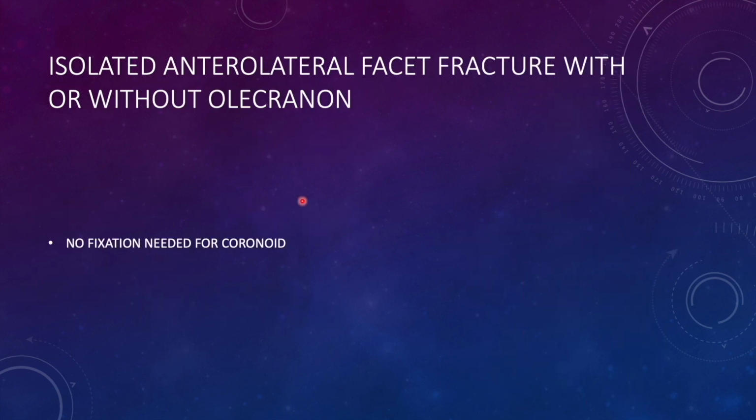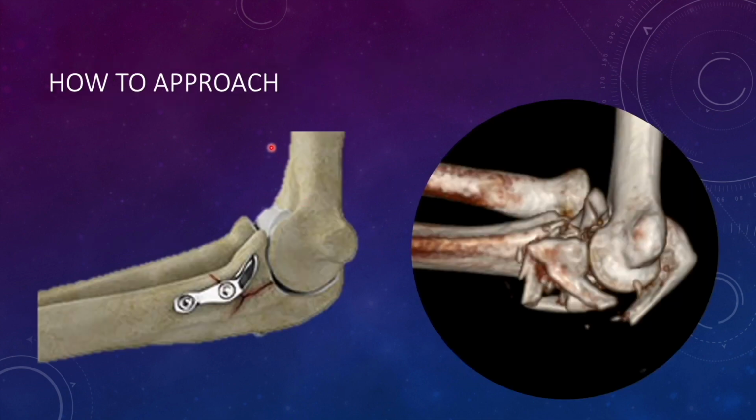So this has been discussed. Anterolateral facet needs no fixation, and how to approach. Whenever there is isolated fracture of coronoid which needs fixation, that means the anteromedial facet or part which is involving the sublime tubercle. The sublime tubercle lies here. So that definitely needs fixation.